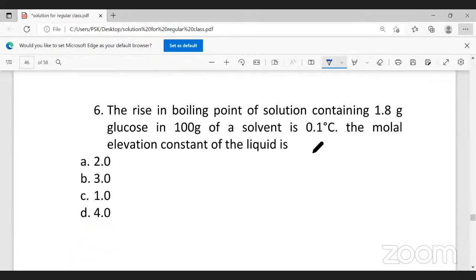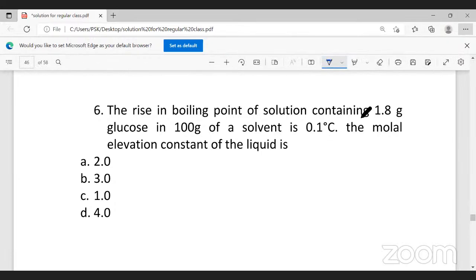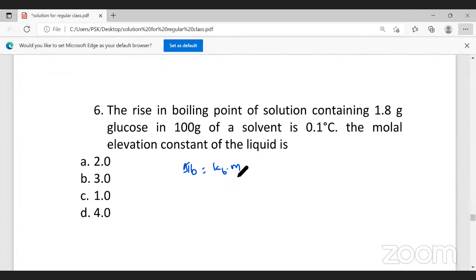The rise in boiling point of a solution containing 1.8 grams of glucose in 100 ml of solvent is 0.1 degrees Celsius. The molar elevation constant of the liquid is? So we know the relation: delta TB is Kb into m, molality. They're asking you to calculate the molar elevation constant.